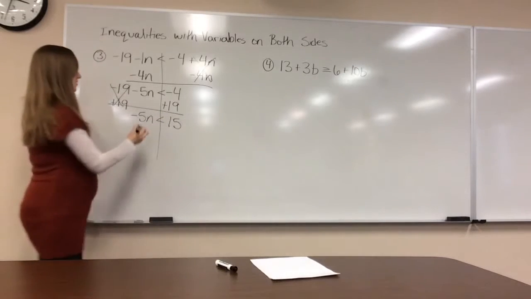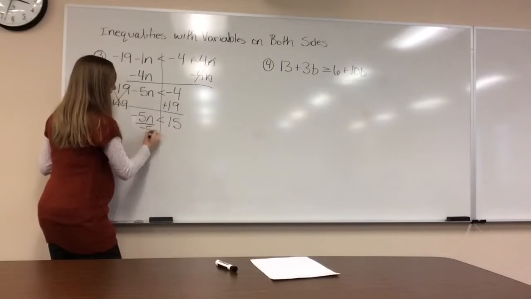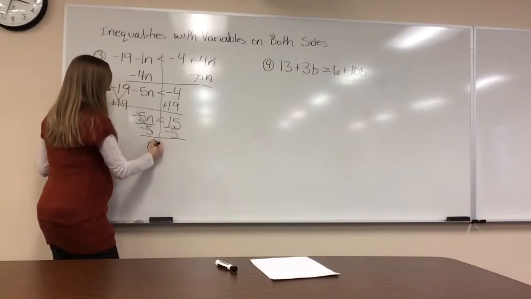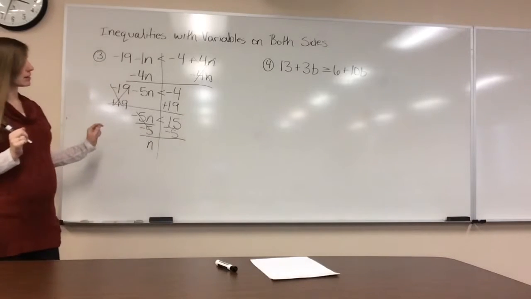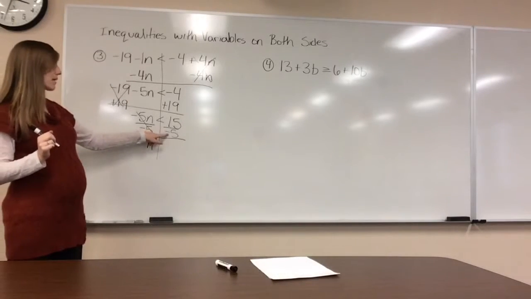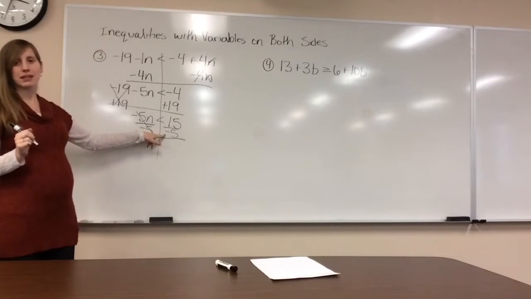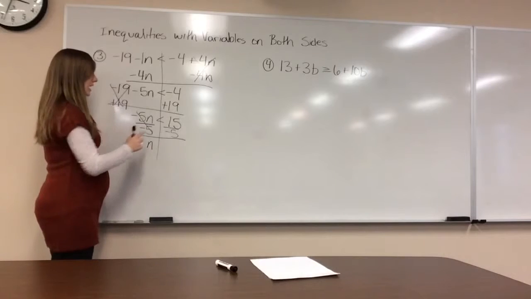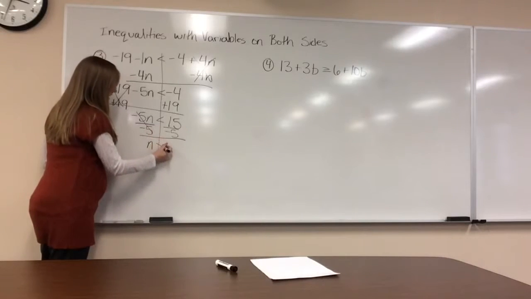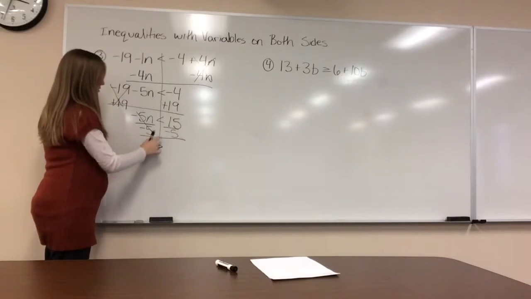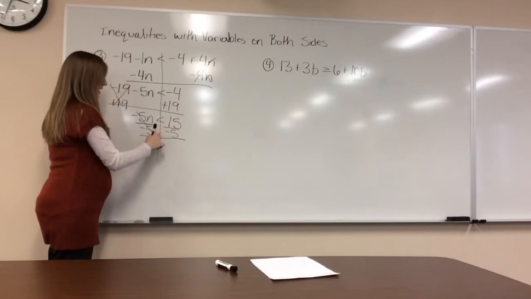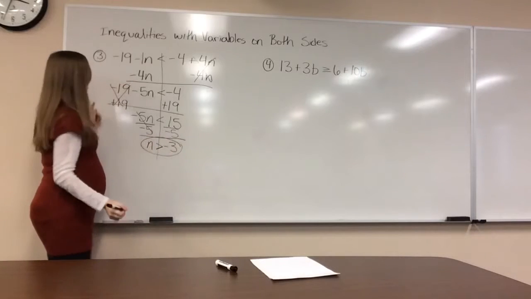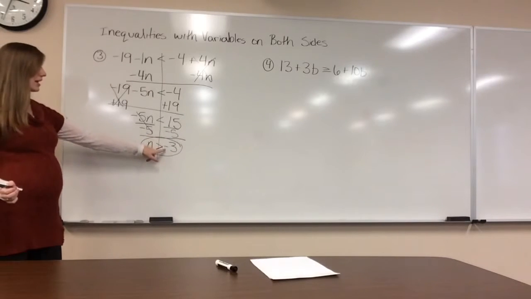And my last step is to divide. I need to divide both sides by negative 5. They cancel. I get n now. At this step, I divided both sides by a negative number. They were both being divided by negative 5. So that means I need to flip the inequality sign. Instead of less than, I need greater than. So it's greater than, and then 15 divided by negative 5 is negative 3. So our answer for number 3 is n is greater than negative 3.